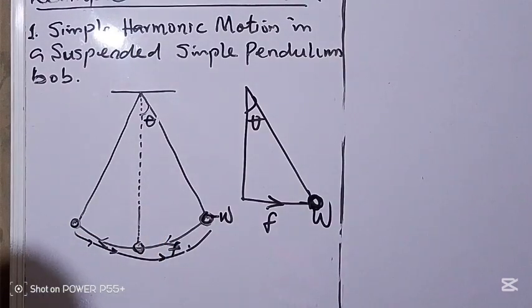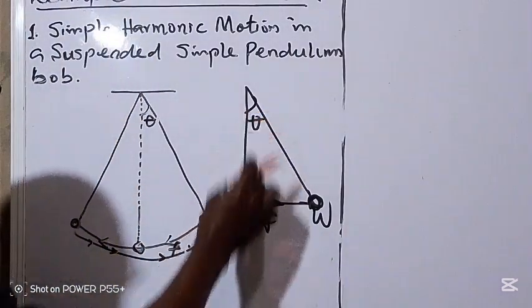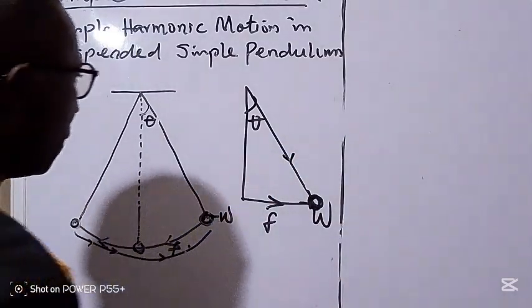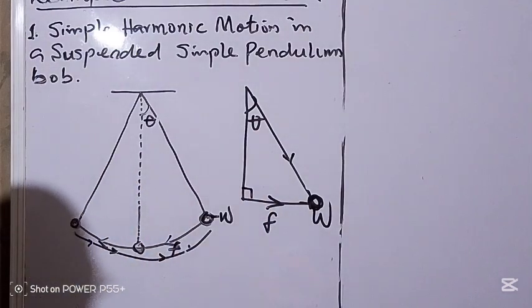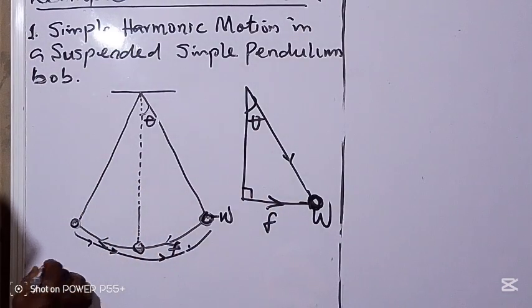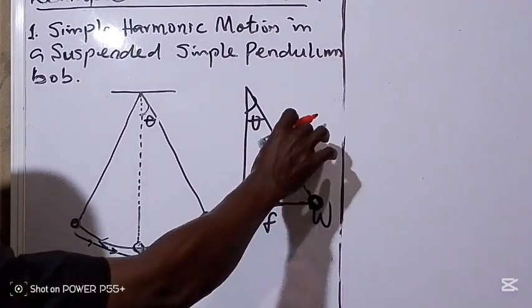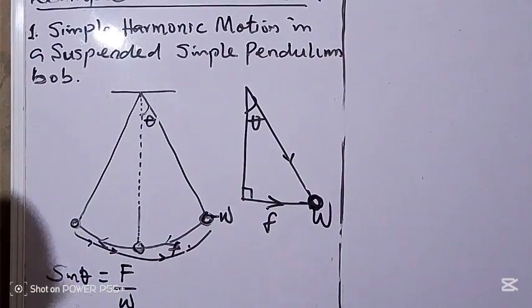So from the diagram on the board, you can now see that this side is opposite, while this side is the hypotenuse to this angle. This angle is 90 degrees according to the diagram. So from there, sine theta will be equal to opposite over hypotenuse, that is F over W. So from there, we can now say F will be equal to W sine theta.